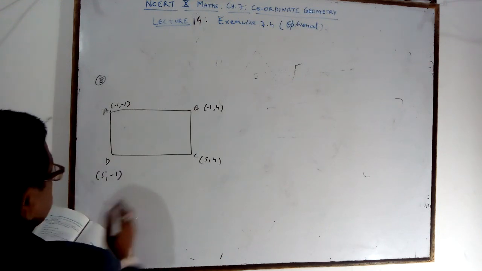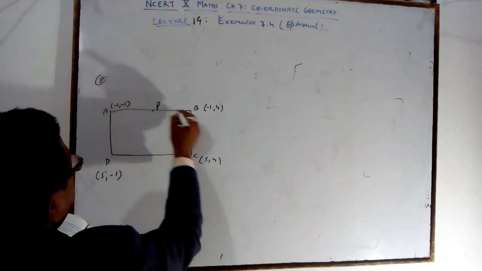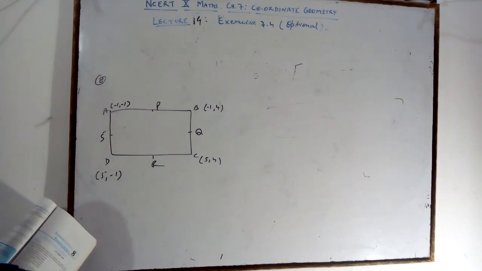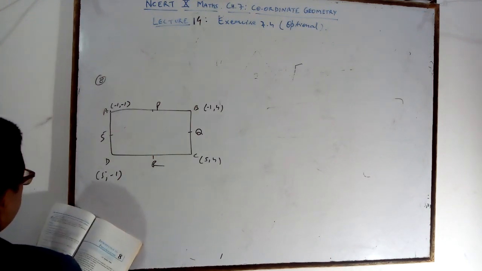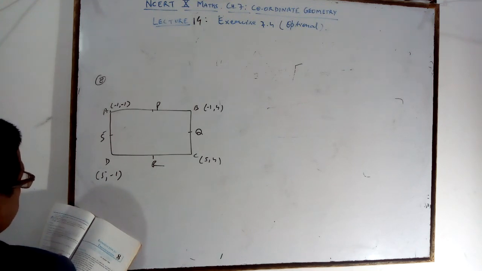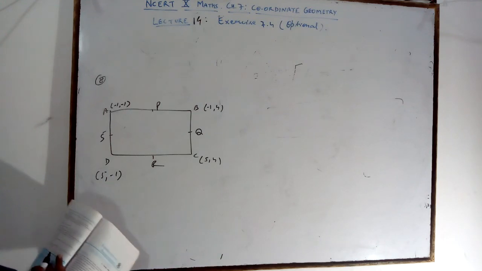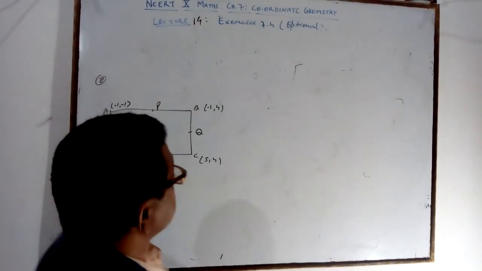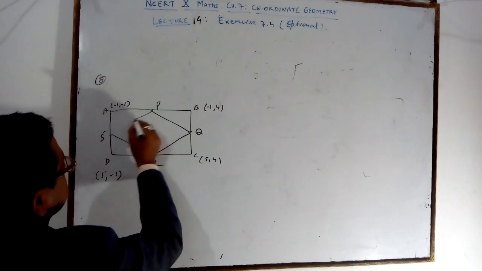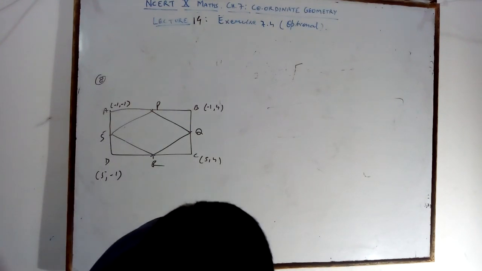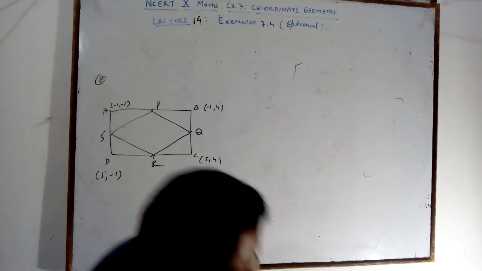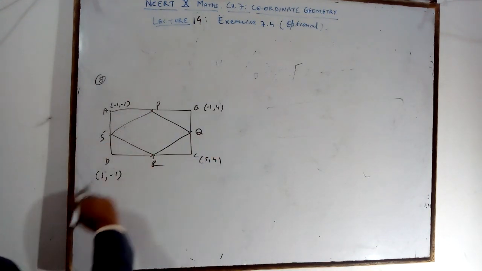P, Q, R and S are the midpoints of AB, BC, CD and AD respectively. Is the quadrilateral PQRS a square, rectangle or rhombus? Justify your answer. Very simple. First of all, you want to find out what type of quadrilateral this is. Rectangle, square and rhombus we know from the quadrilateral chapter.